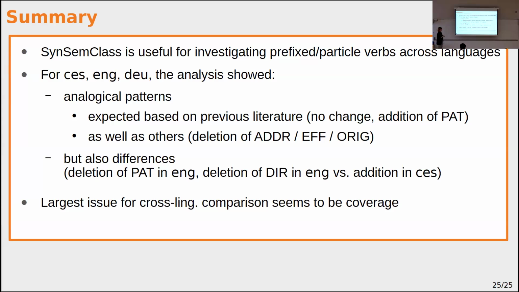But the analysis also showed some differences between the languages. For example, the several cases of deletion of patient in English that were not attested in the other two languages. And also in the directional valency slots, we have seen deletions for English versus additions for Czech. The largest issue right now seems to be the different coverage of the languages in SynSemClass for the cross-linguistic comparison. And so the analysis will need to be redone when the larger sample for German is released in SynSemClass.